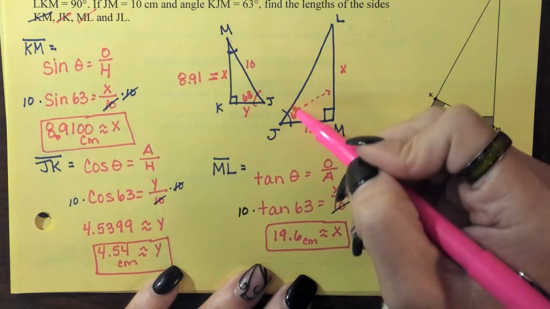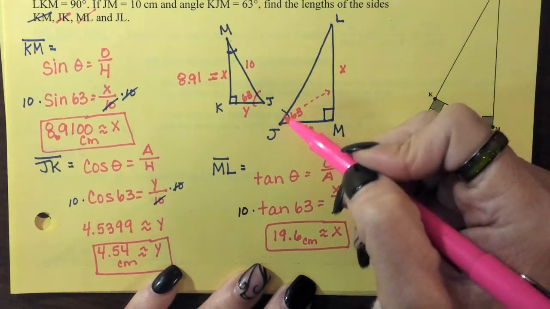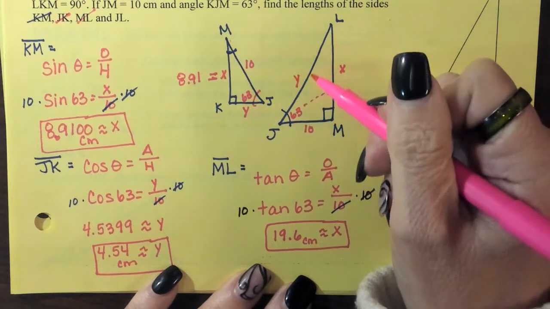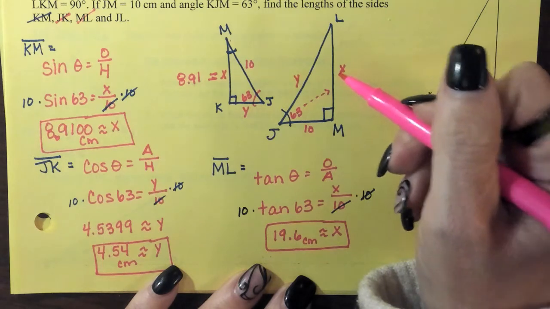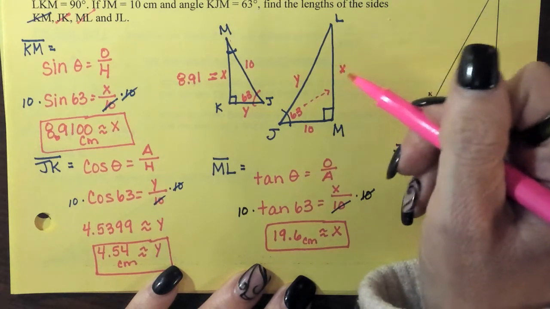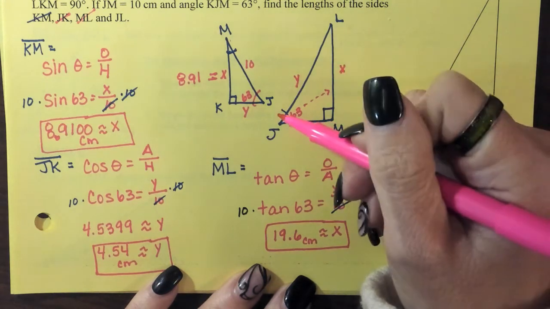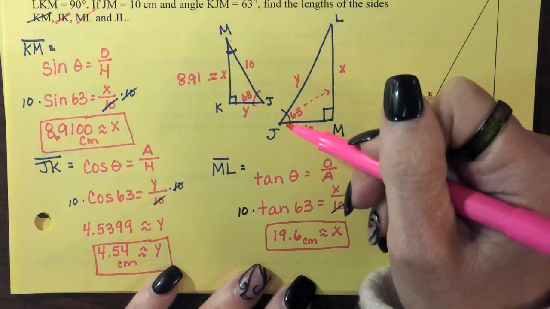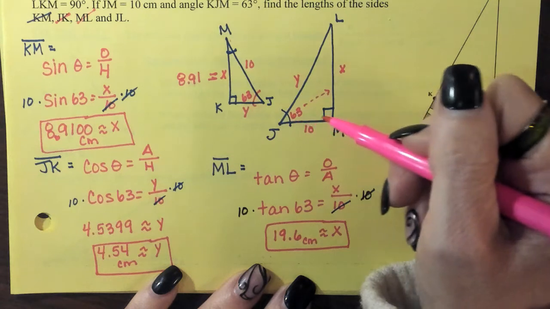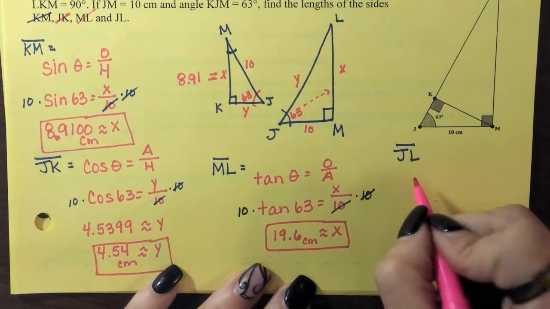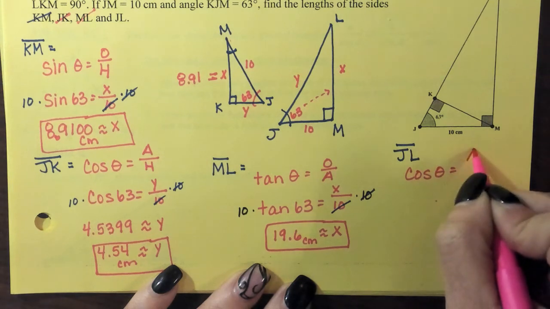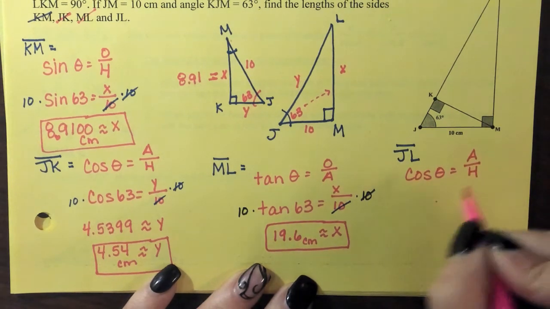JL is the hypotenuse, right? So I'm going to call that y. I want to know this hypotenuse. And remember, I know we could use the x, but we just found that one, so let's not use it. Let's use the one that we were given. So of 63 degrees, this is the adjacent, and this is the hypotenuse. So which one involves adjacent and hypotenuse is our cosine. Cosine theta is adjacent over hypotenuse.